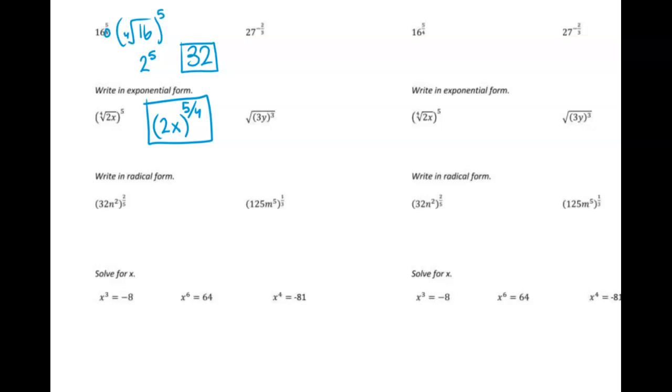so first we can kind of distribute here, so 32 to the 2/5, and then n to the 2 times 2/5, which is 4/5. 32 to the 2/5, well, 5th root of 32 is 2. 2 squared is 4. So we have 4n to the 4/5, or 4, let's see, we can do it this way, n to the 4th, 5th root.